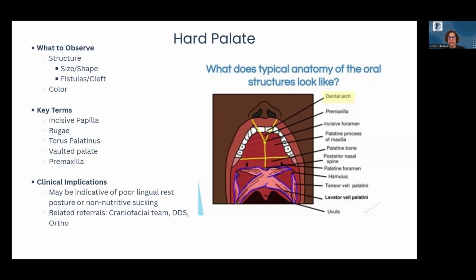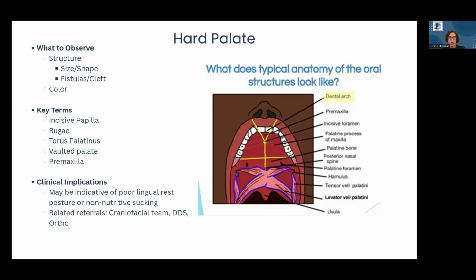So first, visually inspect and gently palpate the palate. You're looking for shape and height. Is it narrow? Is it wide? Is it shallow? Is it vaulted? You're looking at the width of the palate relative to the tongue. Is it constricted or is it proportionate? And then we're looking at integrity. Are there clefts, fistulas, lesions? And we're looking at the symmetry of the palate. Does one side look higher or lower? And we're looking at the rugae patterns, and I'll show you on the next slide what rugae are.